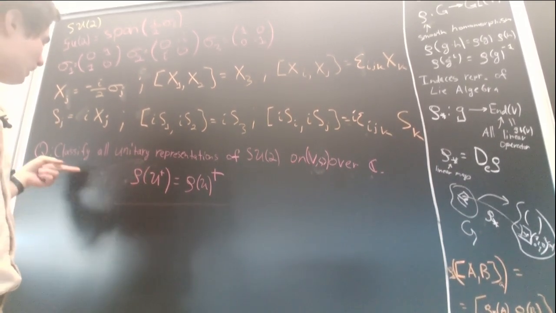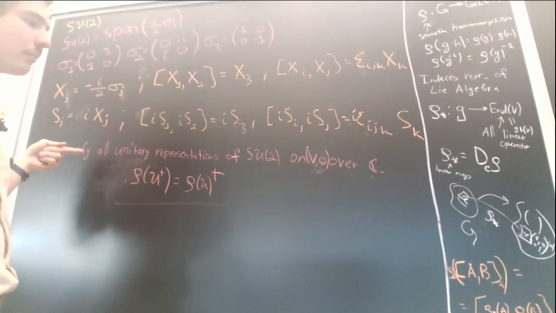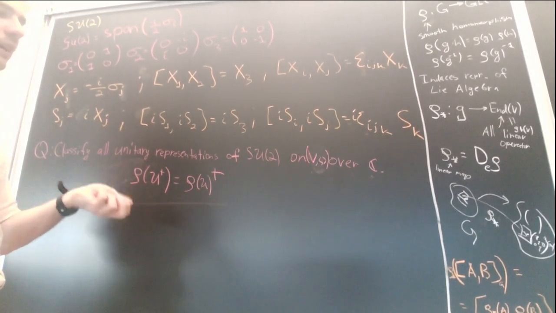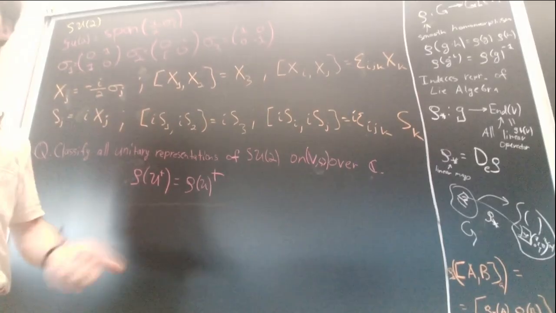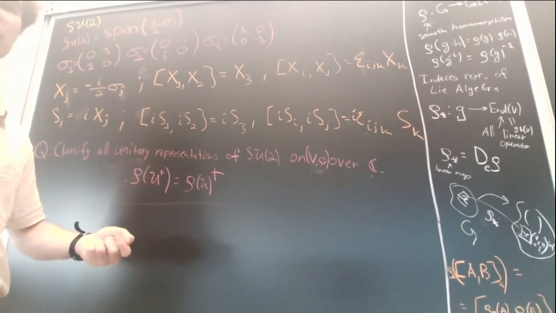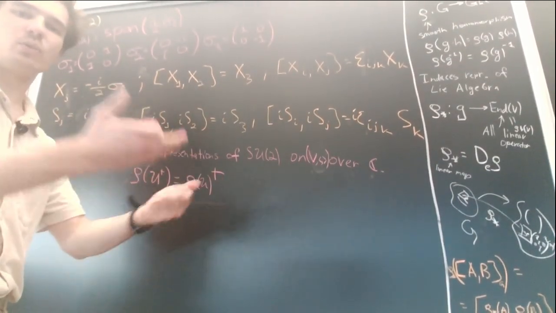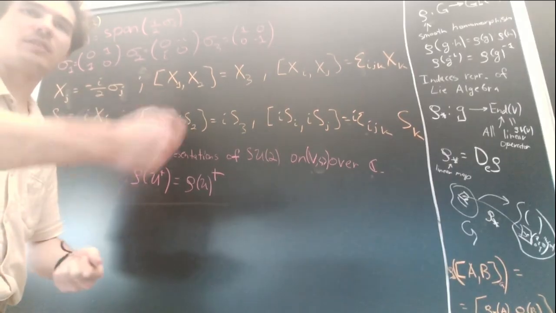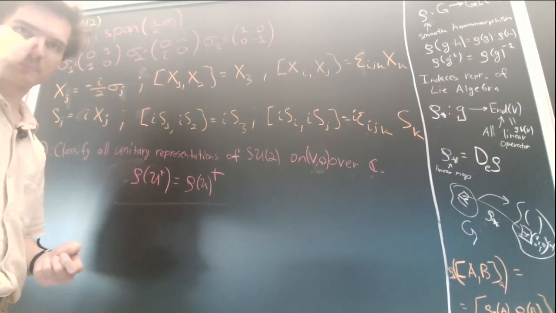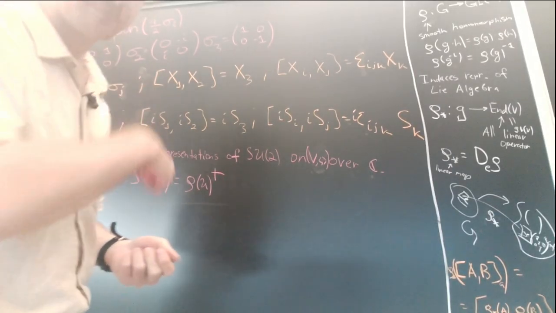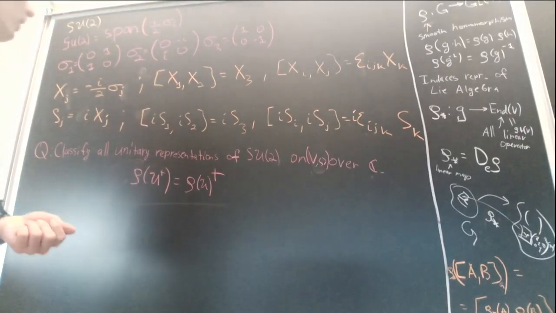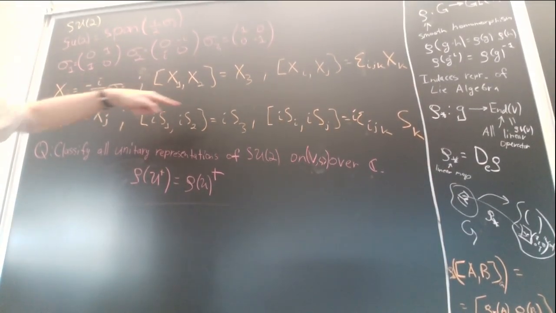By classify, I mean I want to tell you what each representation looks like, roughly. If you give me a representation, is there a nice way to break it up into pieces which I understand really well? And we're going to do this with the help of all of this stuff.